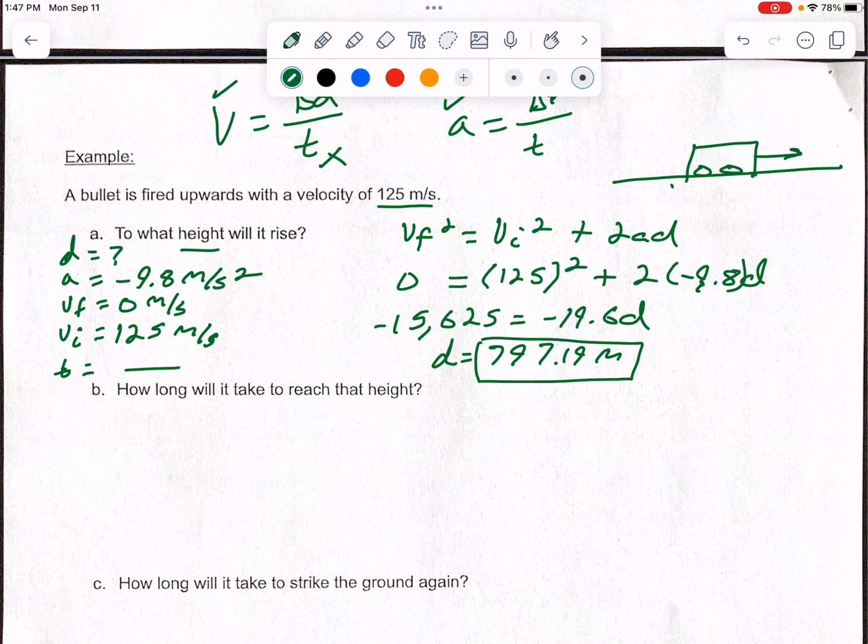Okay, B, how long will it take to reach the height? So what we're going to do is set up our DAVFT again.